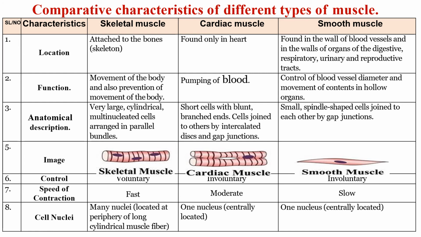Image: skeletal muscle, cardiac muscle, smooth muscle. Control: skeletal muscle is voluntary, cardiac muscle involuntary, smooth muscle involuntary. Speed of contraction: skeletal muscle very fast, cardiac muscle moderate, smooth muscle slow. Characteristics, cell nuclei: skeletal muscle, many nuclei. Cardiac muscle, one nucleus. Smooth muscle, one nucleus.